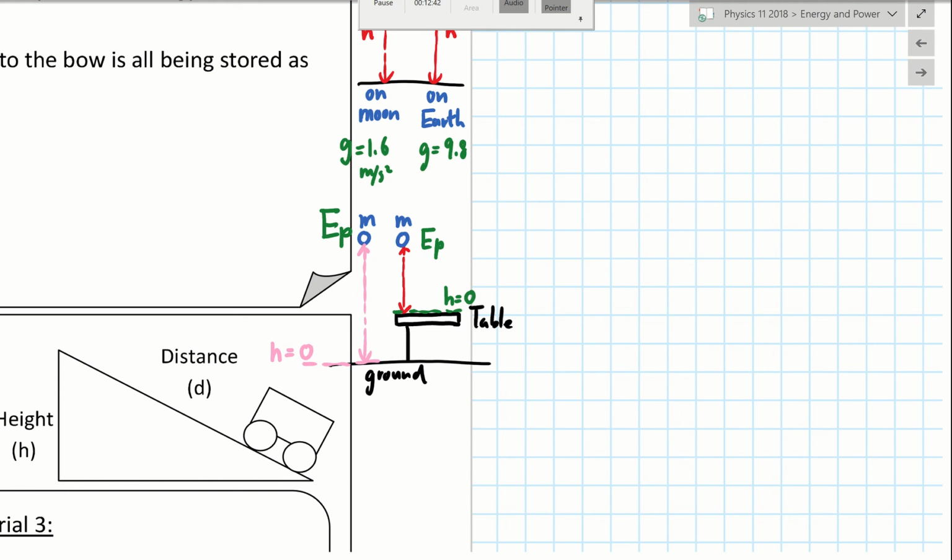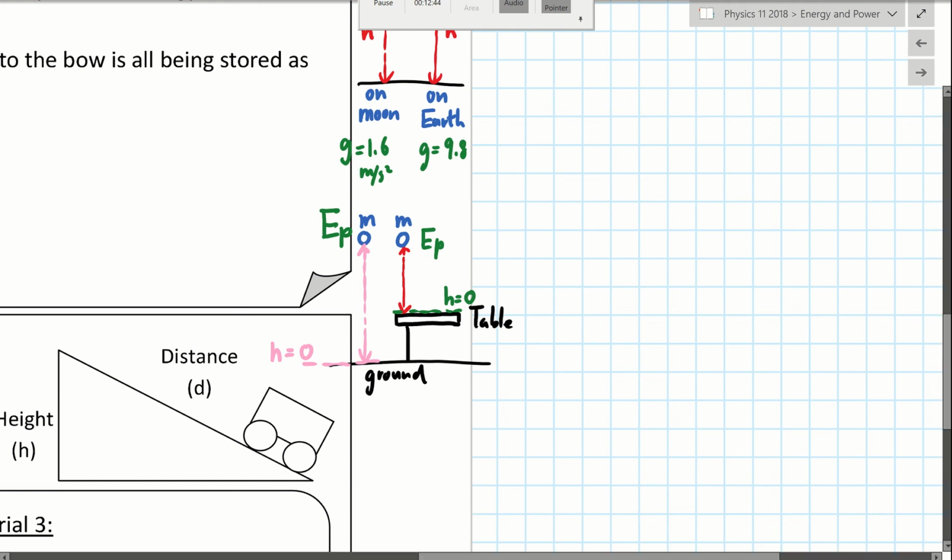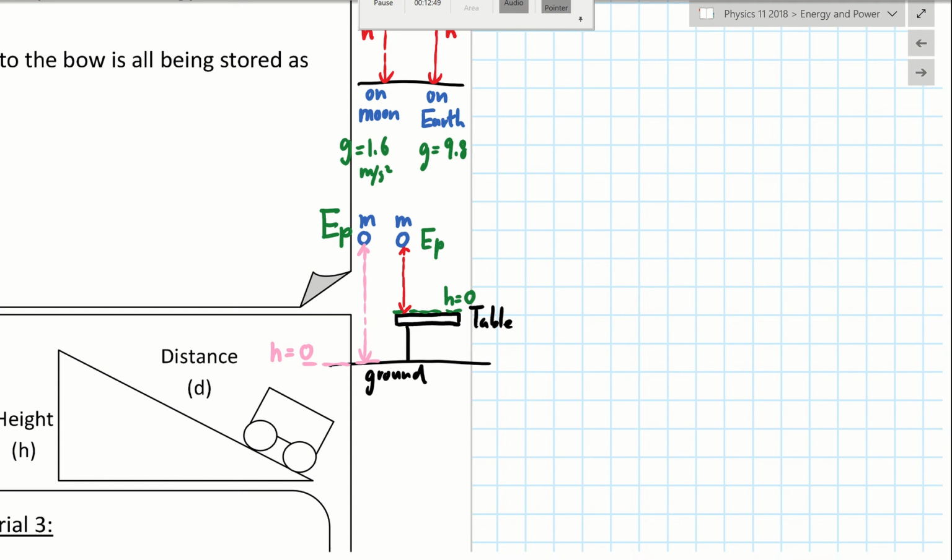Now, which one is right? Both are. If you mention that you're measuring from the table, then both are right. If you don't mention anything, people are going to use the most conventional or traditional way of thinking about things, which is ground equal to 0. So if you don't mention it, it means ground equal to 0. If you want to use somewhere else as height equal to 0, you can. Just tell people what that point is.